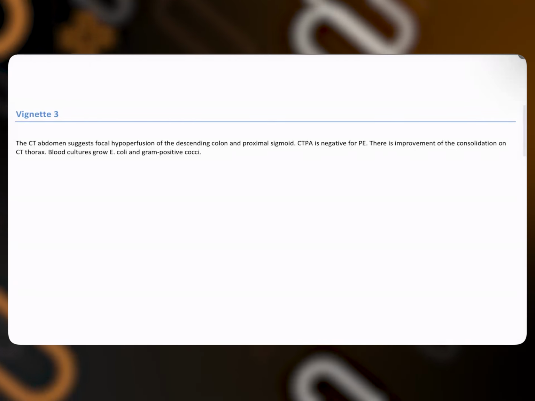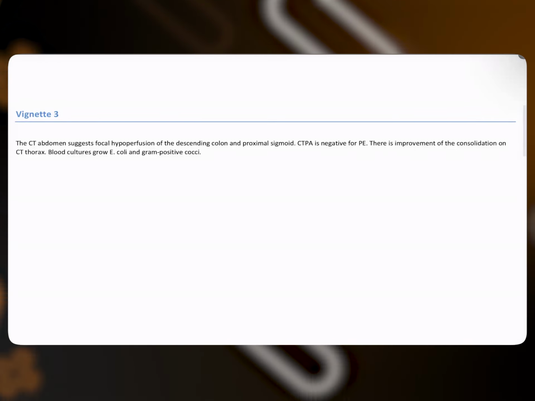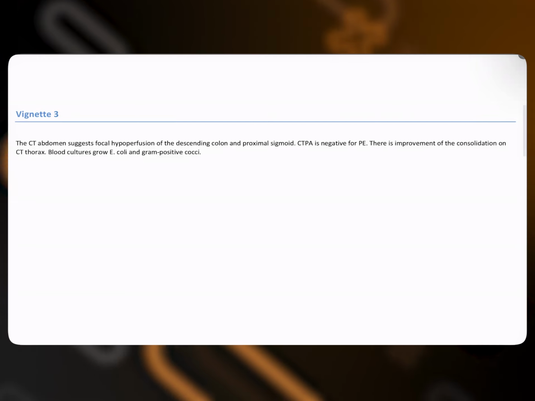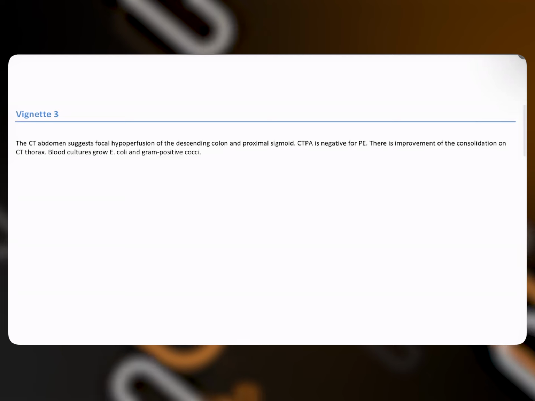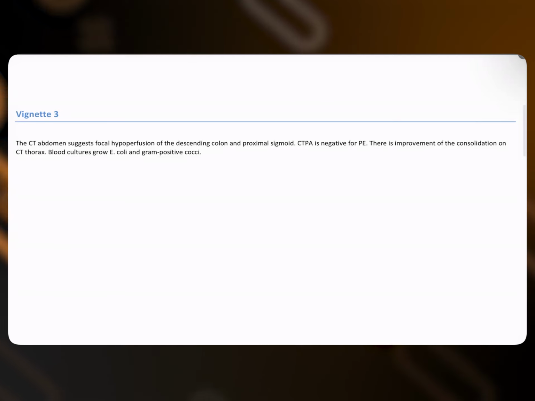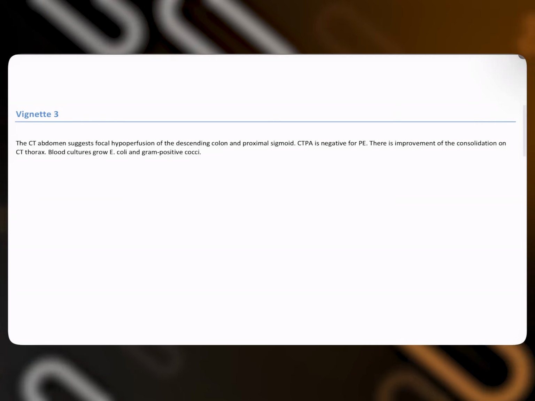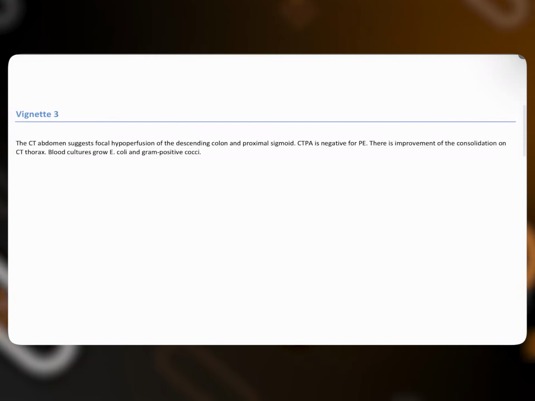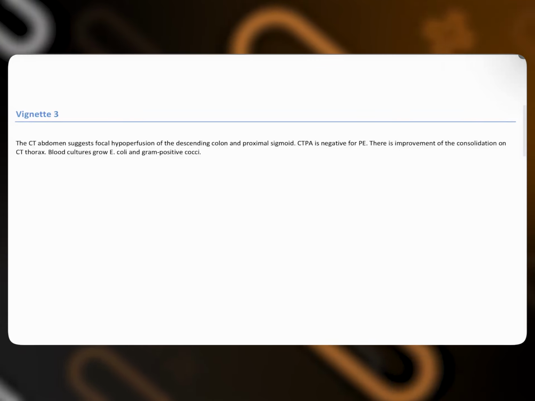Okay, yeah. So now the patient has developed a surgical abdomen, basically an ischemic abdomen, and there is improvement of the consolidation on CT thorax. Blood culture now shows E. coli and gram-positive cocci. So what will be your next step in management? Tell me. It carries a good 5 marks. So yeah, a big detailed discussion regarding this.